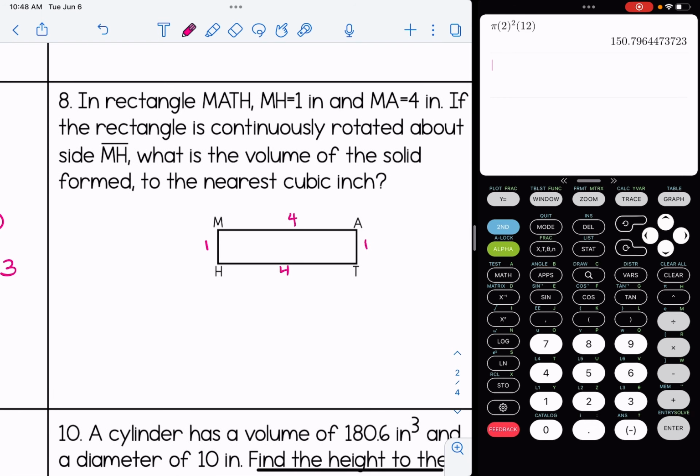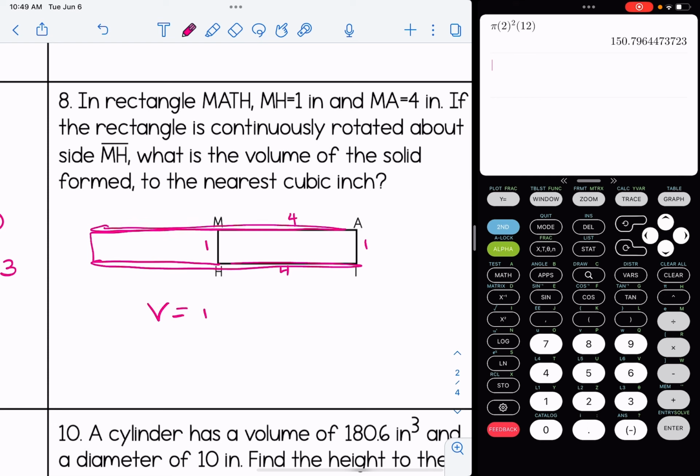a 3-dimensional shape if we rotate it. It's called a solid of revolution. So imagine it being rotated. It almost looks like a reflection at first. And it is going to look like a cylinder here.